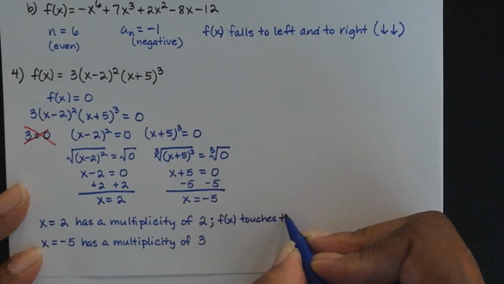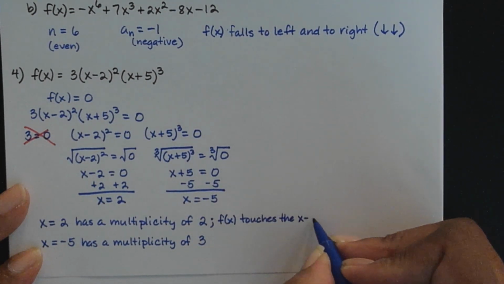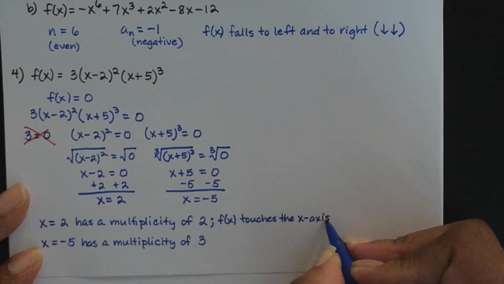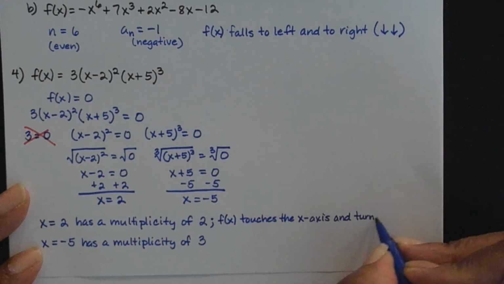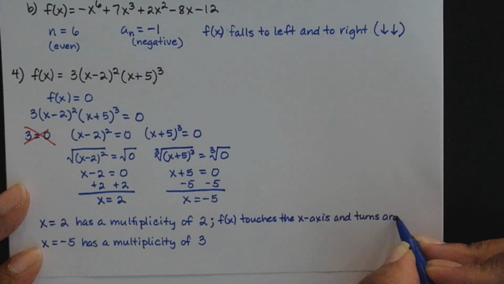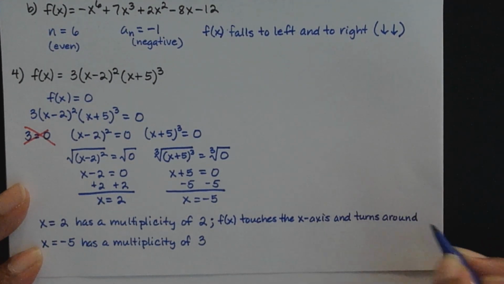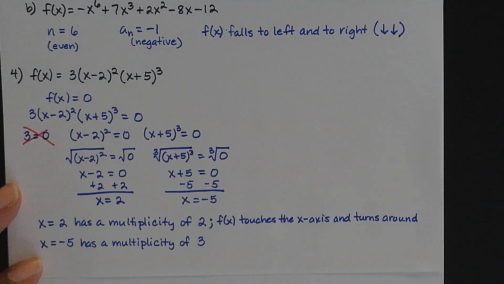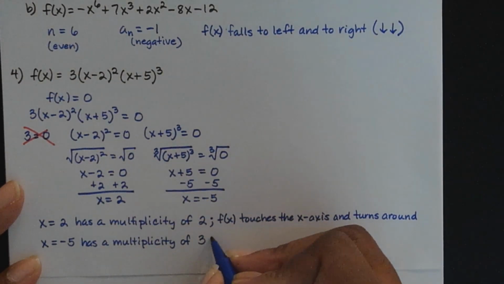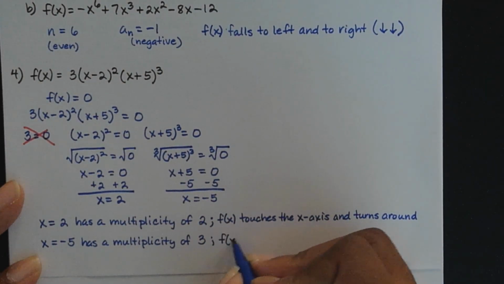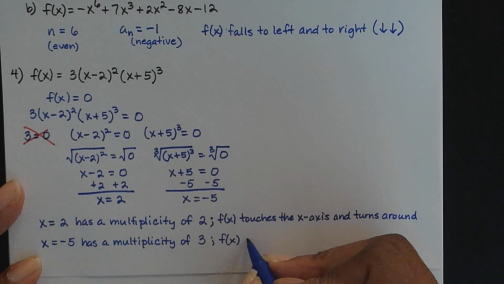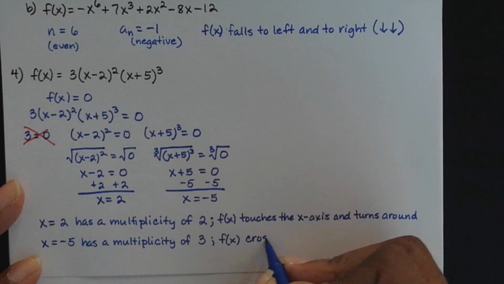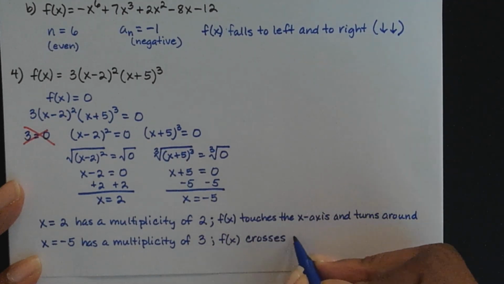It touches the x-axis at 2, and it's going to turn. Now for x equals negative 5 with that multiplicity of 3, what will be the behavior there? It's odd multiplicity, so it means it's going to cross the x-axis.